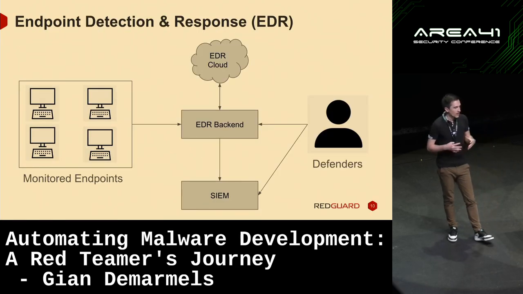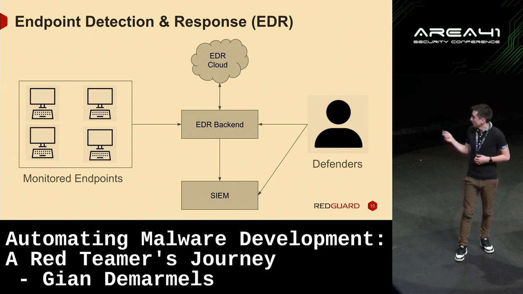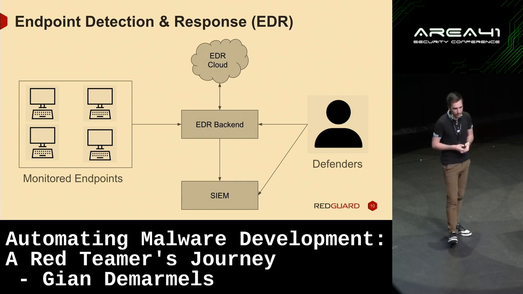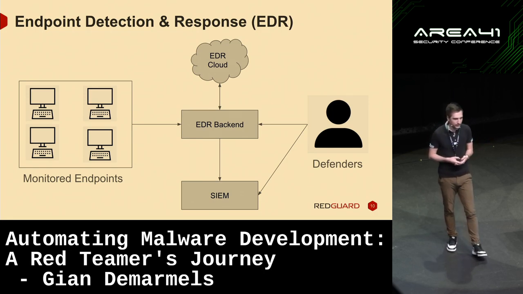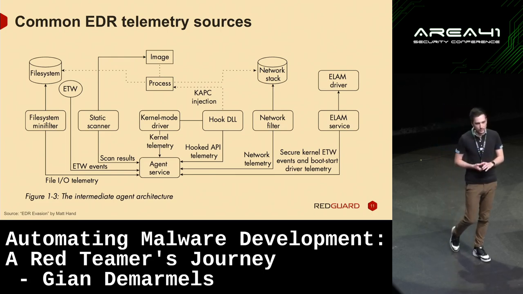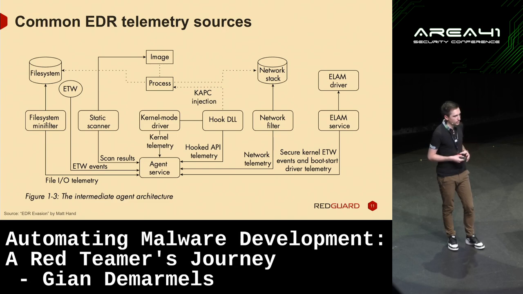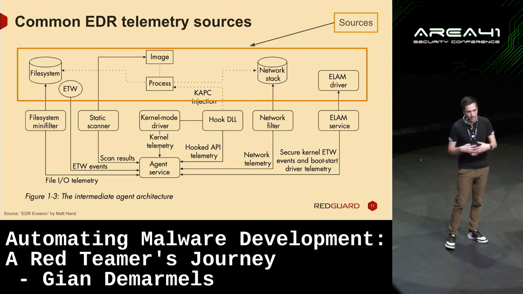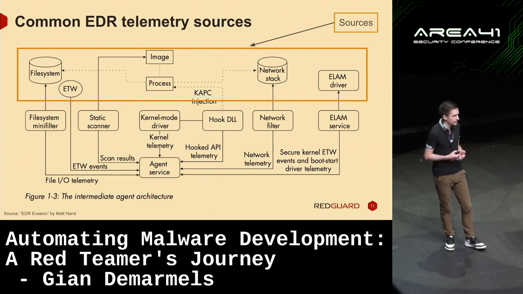So, if you look at a high-level perspective on an EDR, the architecture is quite simple. You have your monitored endpoints with some agents installed. There is a backend that is also connected to the EDR cloud, and you might have other systems like a security incident and event management solution that the telemetry is sent to. If we have a closer look at how the agent is built, an EDR is trying to collect telemetry from various sources, such as the file system, the network communication, processes, and so on.